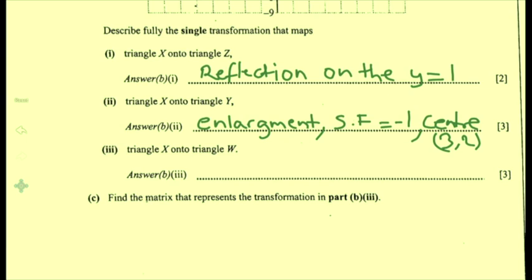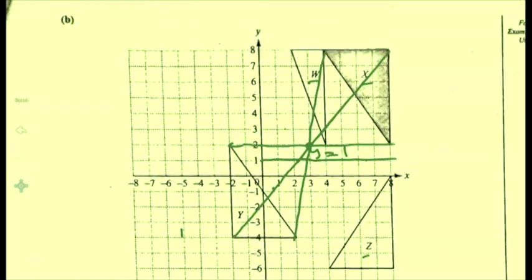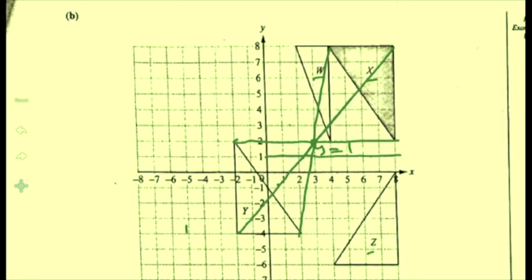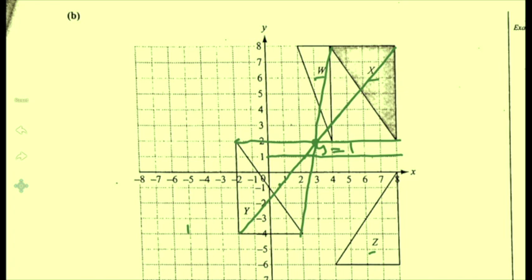Then triangle X onto W. Triangle X onto W here. So looking at your X, triangle X is there, onto W. That big triangle there is mapped actually onto that smaller triangle just there.